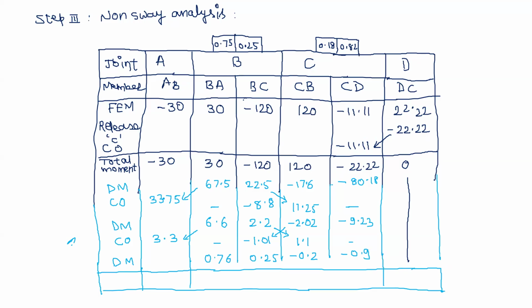So we can have this value, I will write this will be 0. So this will be the final moments. We have this value 7.05, then 104.86, then minus 104.86, then 112.53, minus 112.53. So these are the moments due to non-sway analysis.